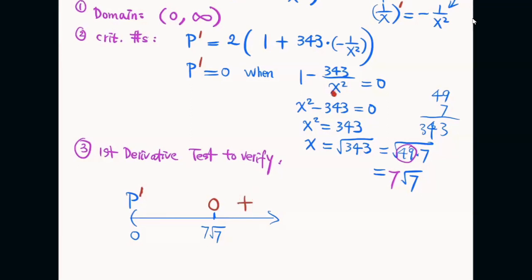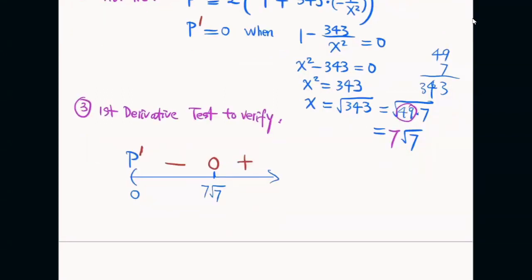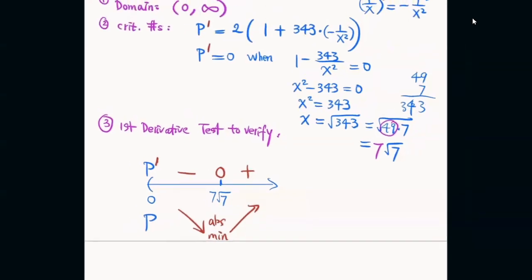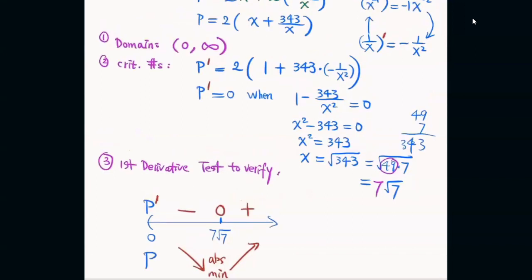When x is less than this, then the denominator is less than 343. Therefore, this will be greater than 1, so 1 minus that will be negative. Therefore, the perimeter is going to be decreasing on the left, increasing on the right. So indeed, this is the absolute minimum, because within the domain, the function is always decreasing on the left of this point and increasing on the right of this point. So this is a local minimum, but also the absolute minimum. So we verify that.